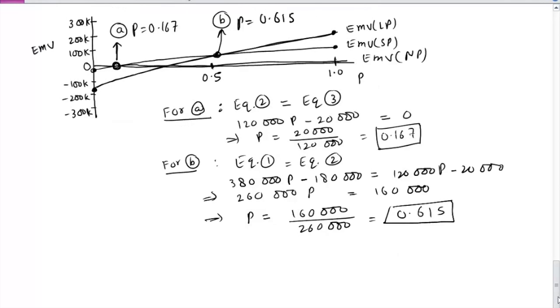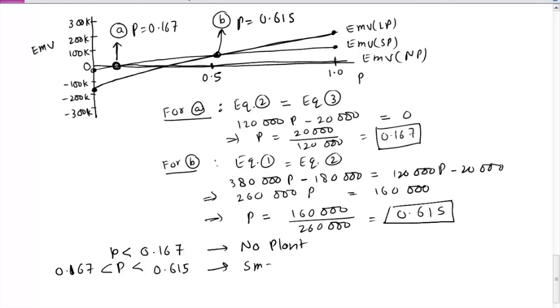So what this all means is very simple. It tells us that if P is less than 0.167, if P is in between, and if probability of a favorable market is more than 60%, or to be more precise, more than 61.5%, then we should go for large plant. So you can see the sensitivity analysis, how it gives you a range for different values of P and what the likely decision is going to be.